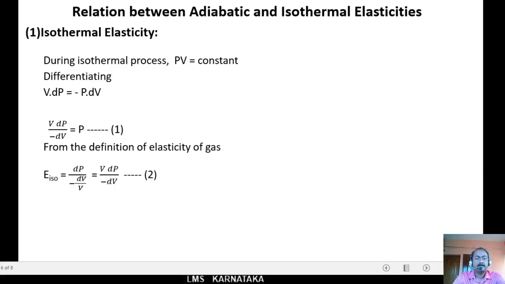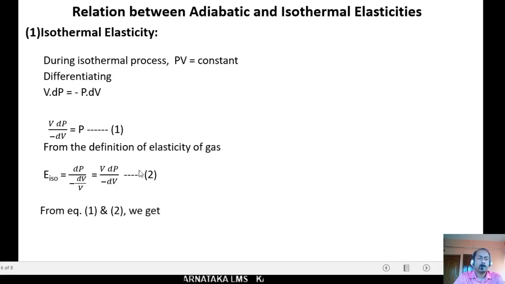From the definition of elasticity of gas, we know that isothermal elasticity of a gas is defined as the ratio of small change in pressure to the small change in volume to the total volume. According to that definition, it is written as dP divided by minus dV by V, which on further rearranging is V into dP divided by minus dV. Let it be equation 2.